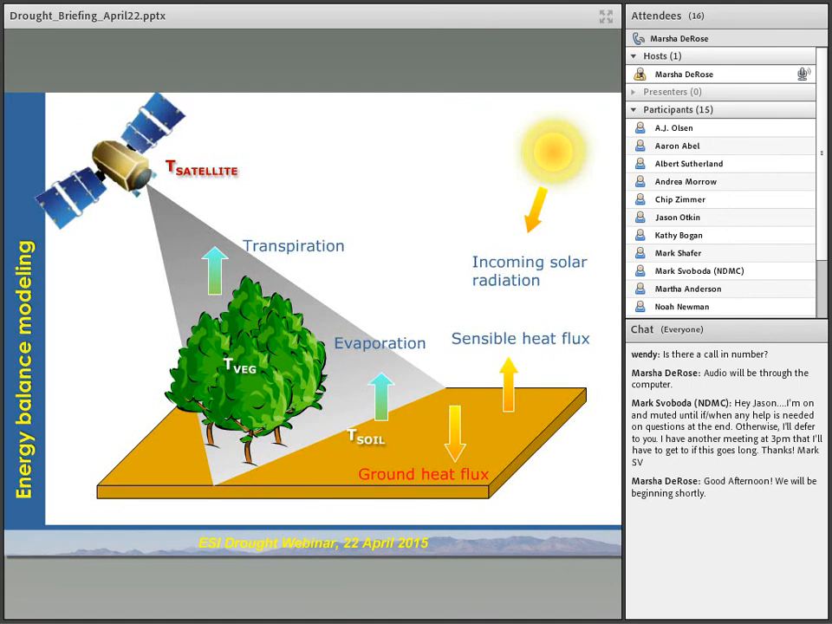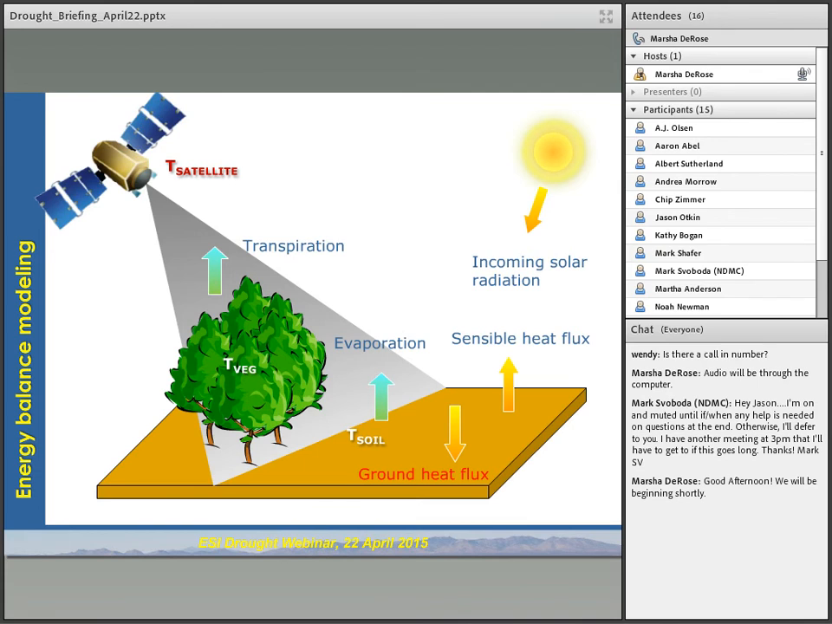The evapotranspiration values used to compute the Evaporative Stress Index are obtained using satellite thermal infrared observations and a land surface energy balance model. This graphic shows how solar radiation at the Earth's surface is used to heat the soil by a ground heat flux, heat the atmosphere by a sensible heat flux, and evaporate water through transpiration from vegetation and evaporation from the soil.